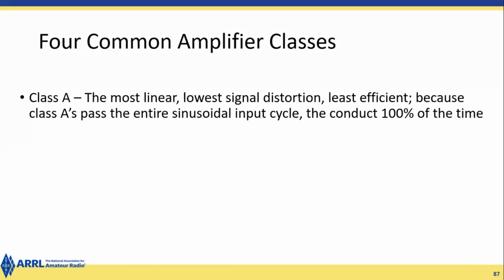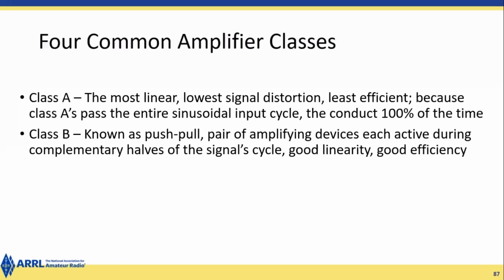A Class A amplifier is the most linear, lowest cost signal distortion, but least efficient, because Class A's pass the entire sinusoidal input signal. They conduct 100% of the time. So Class A, good amplifier, but least efficient. Class B is known as a push-pull amplifier, a pair of amplifying devices, each active during complementary halves of the signal's cycle. They have good linearity, good efficiency.